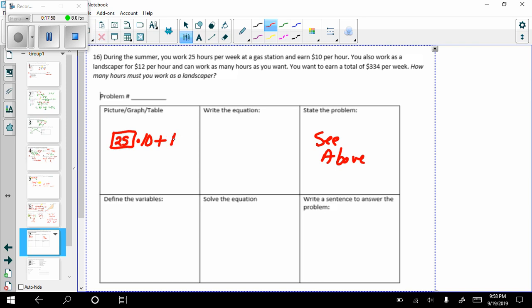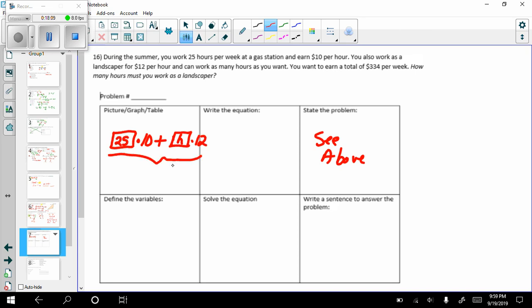You do not know how many hours that you're able to work there, so that is your variable, hours. But you make $12 an hour each time. All of that earns you $334 per week. So how many hours did you work as a landscaper? Well, here's where I do a little bit of critical reading. Here is my noun that is mentioned the most. Remember our lesson, noun that is mentioned the most. So my variable is going to be H equals hours.